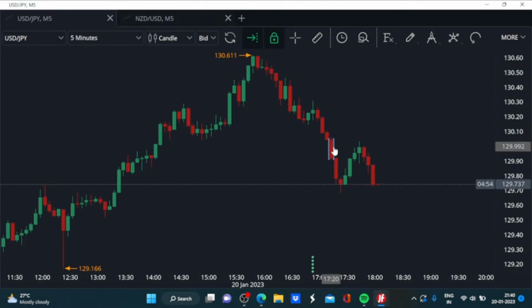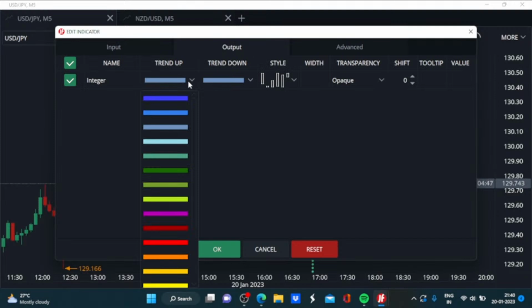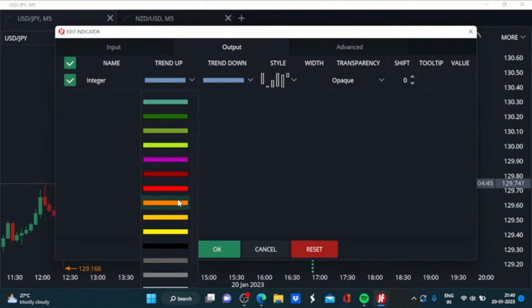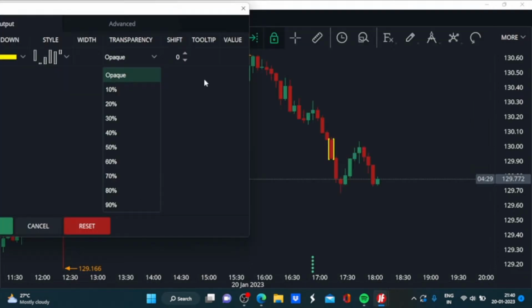Now let us see what we can do in terms of the editing. The input and output color combination can be defined the way you like. You can go for different color combinations. If it is looking too prominent, you can lower the transparency, so it will look like this.